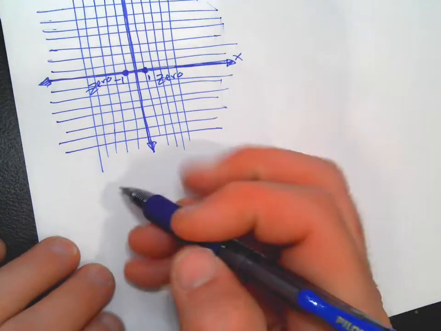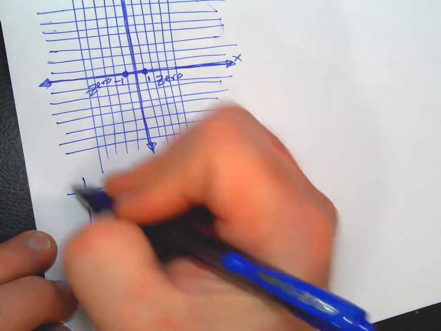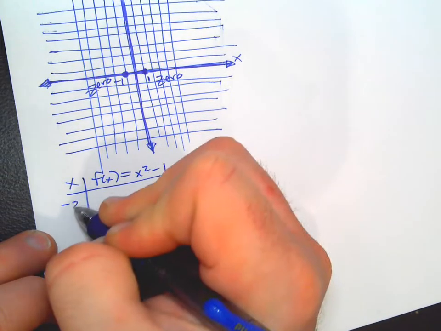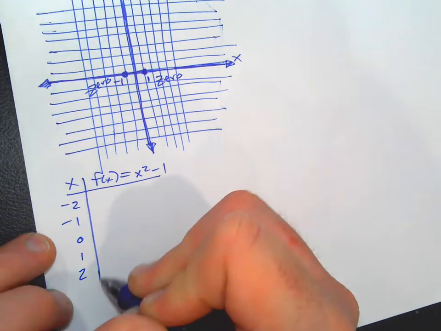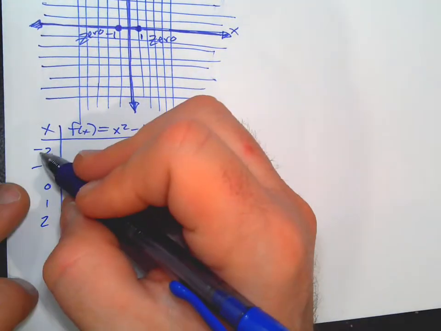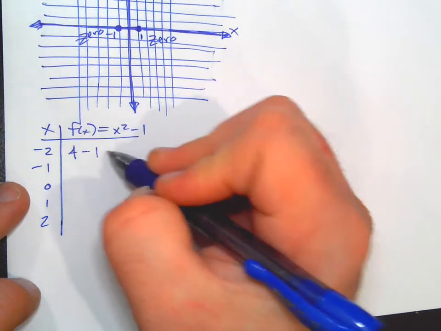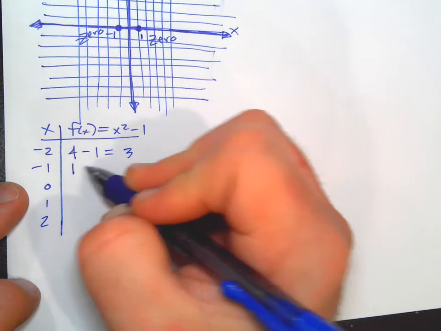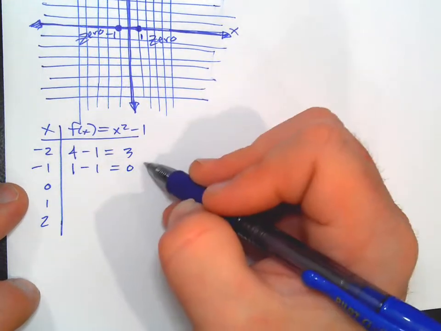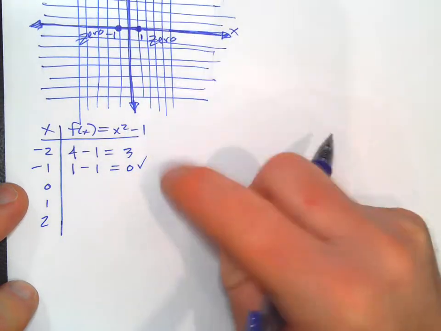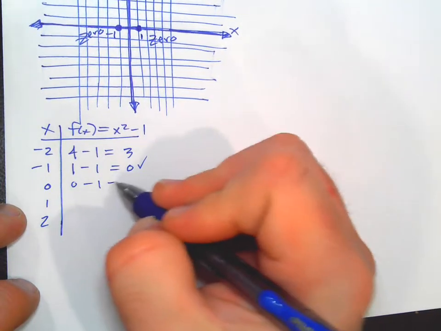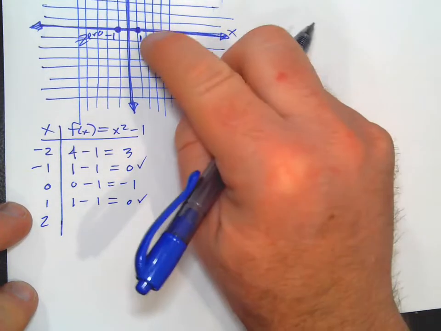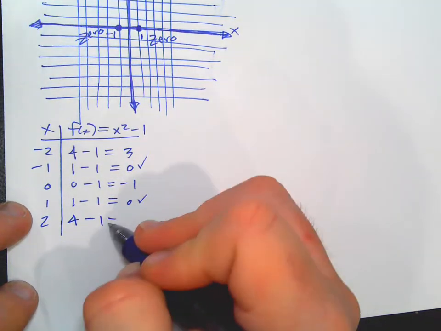Now, we can make a table: -2, -1, 0, 1, 2. If we plug -2 in, it gets squared, it's 4, and then you subtract 1, you get 3. For -1, the negative gets squared because it's inside the parentheses. 1 minus 1 is 0. Hey, -1 actually does give you a 0. Plug 0 in, 0 minus 1 is -1. Plug 1 in, 1 squared is 1, minus 1 is 0. Hey, that's the other 0. 2 squared is 4, minus 1 is 3.